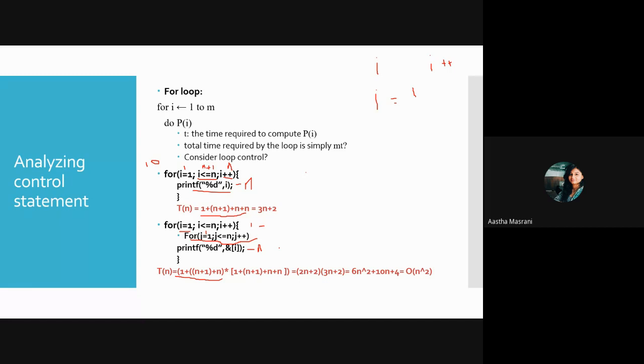This would be the whole equation. After you simplify, you will be getting the highest order as n square. Or else you can go with this method: you can multiply both the equations. That will also be considered. So both the methods are correct.